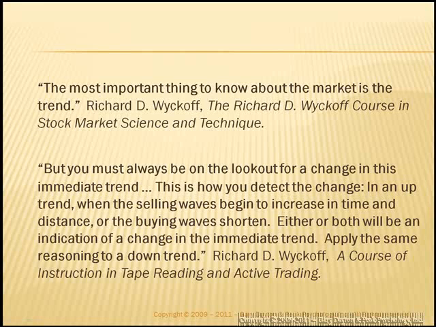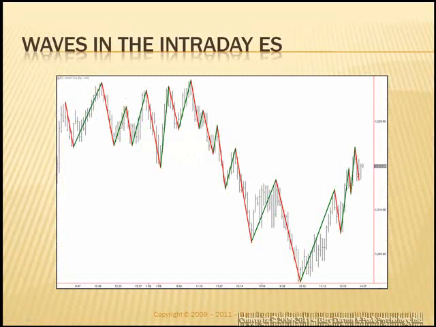In an uptrend, when the selling waves begin to increase in time and distance, or the buying waves shorten, either or both will be an indication of change in the immediate trend. Apply the same reasoning in a downtrend. So if you're in an up move, when the selling waves begin to increase in time and distance, or the buying waves shorten up, it indicates that there is a change in trend coming. Okay? Let's just take a look at this on the S&Ps here.